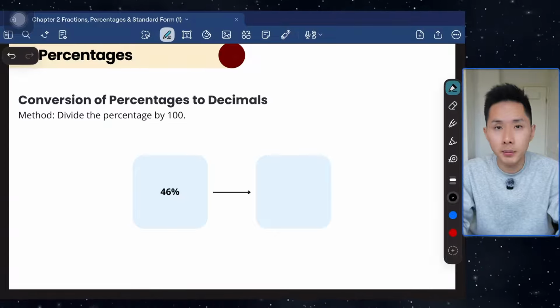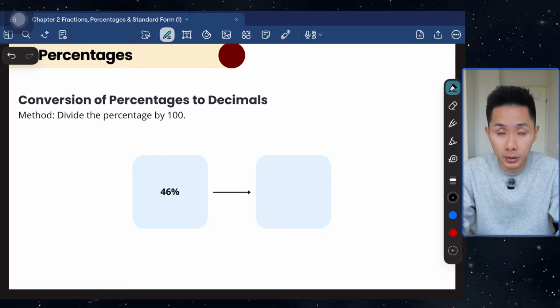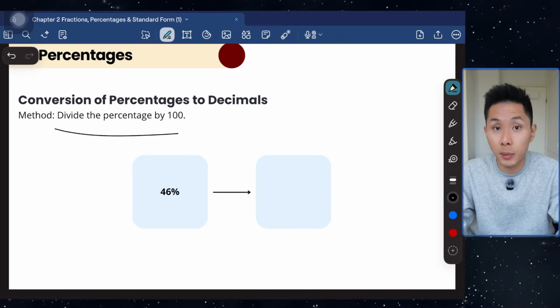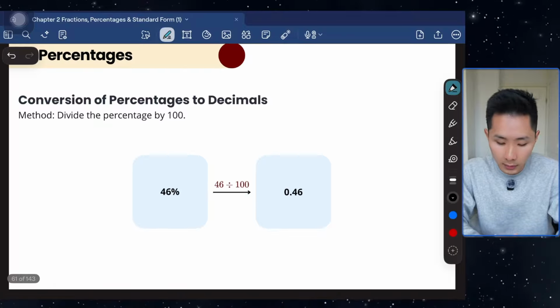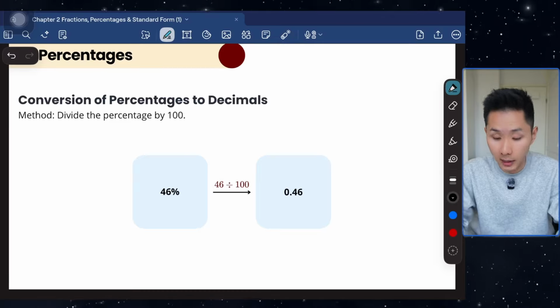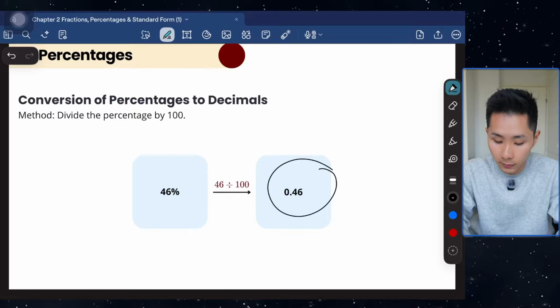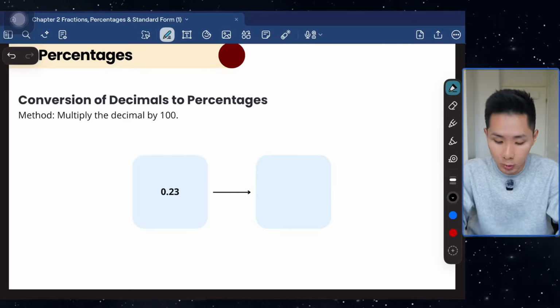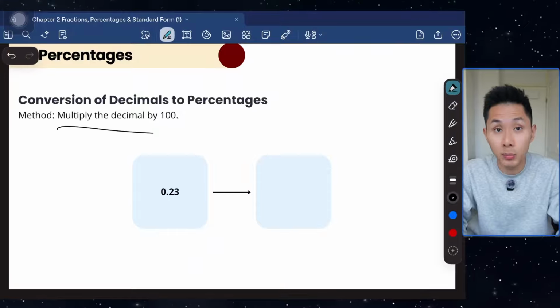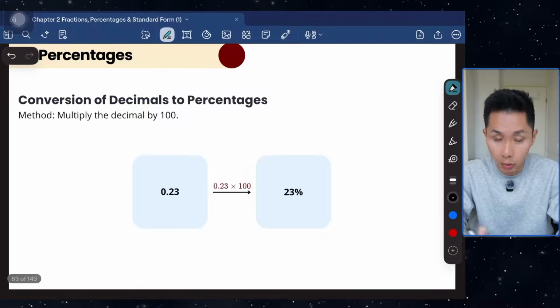So how do we convert percentage to decimal? Something that you have to know. The method is to divide the percentage by 100. So you have 46%. To convert this to decimal, divide 46 by 100, you'll get 0.46. Whereas if you want to do it the other way around, convert decimals into percentage, you will multiply the decimal by 100. So it will be 23%.